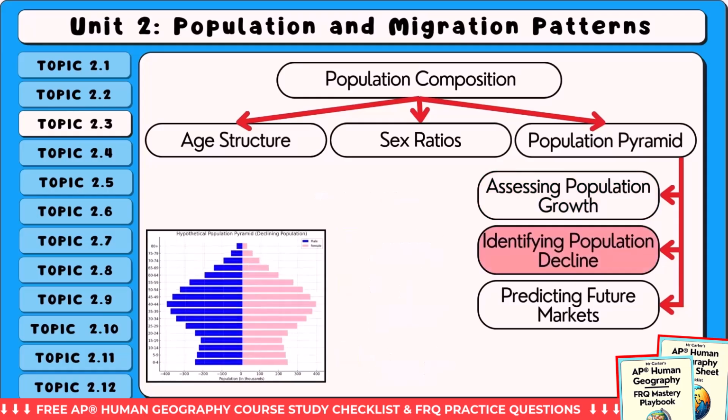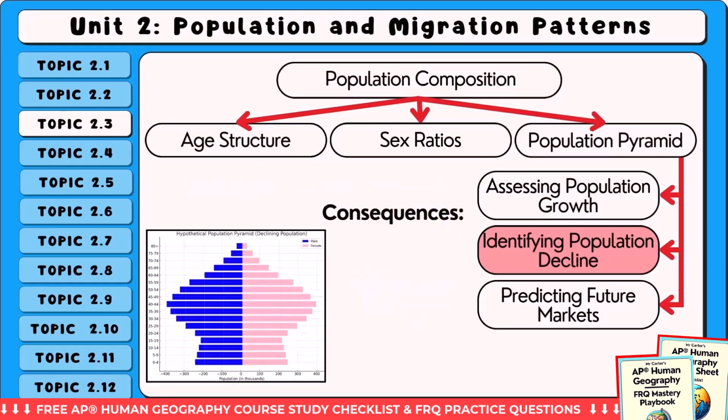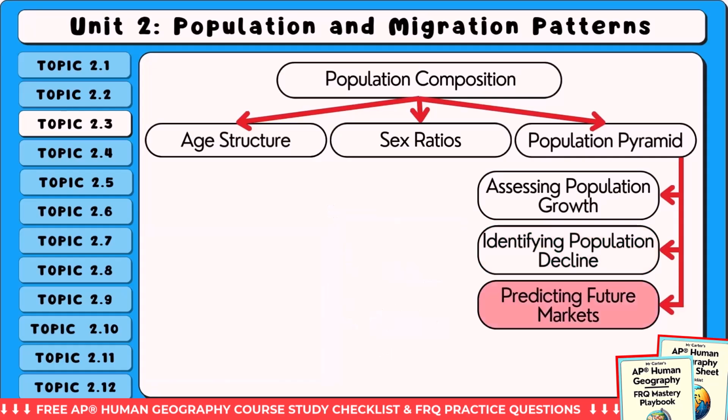Second, population pyramids can show population decline. A pyramid that is narrow at the base and wider in the middle or top shows fewer children being born. This means the population is aging and may shrink over time. Countries with this shape may face challenges such as labor shortages and higher costs for elderly care. Understanding these patterns helps leaders plan for the long-term needs of the population.